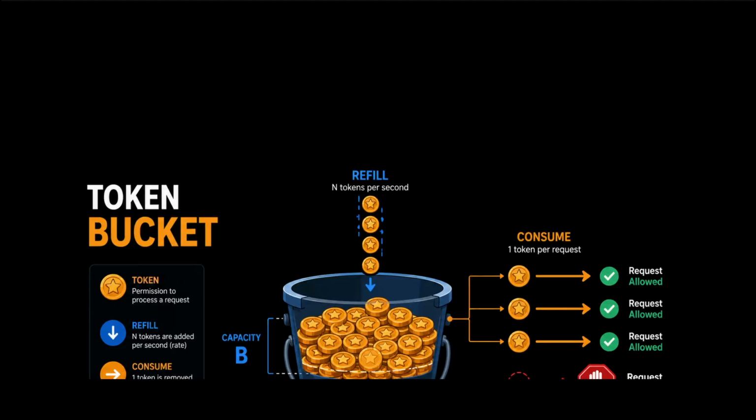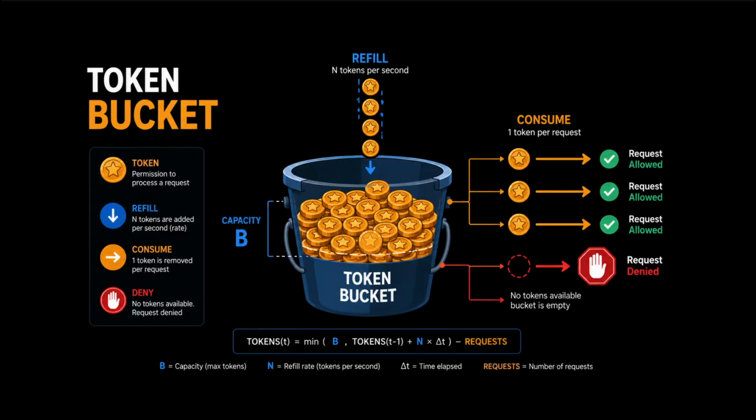Token bucket. This one's my favorite to explain because the mental model just clicks immediately. Imagine a literal bucket, but instead of water, it's filled with tokens. Every second, some number of tokens are dropped into the bucket, and every request that comes in takes one token out. Here's the key thing: the bucket has a maximum capacity. If tokens fill up and nobody's making requests, they just accumulate up to that limit.